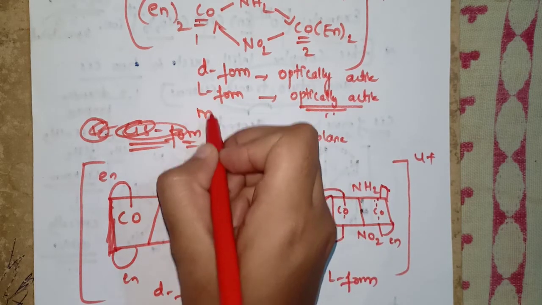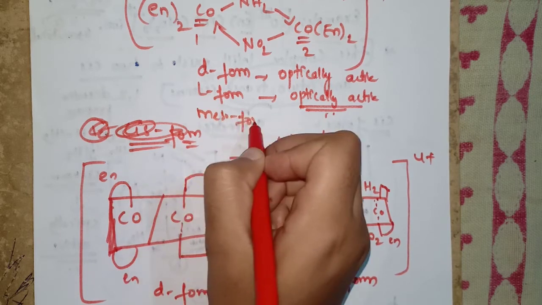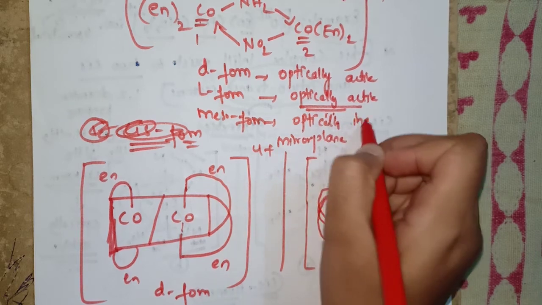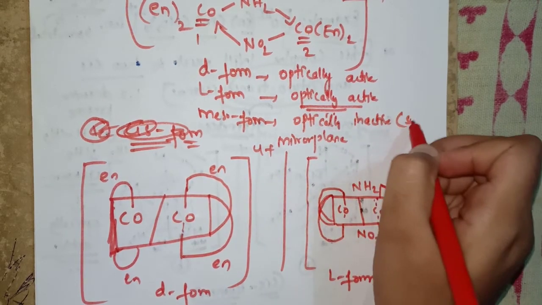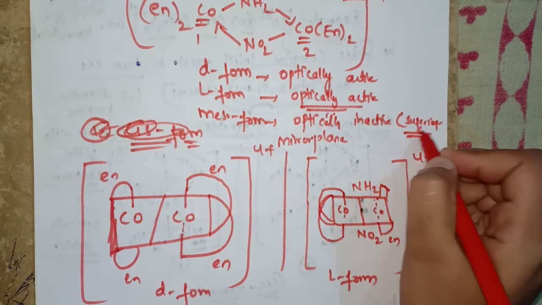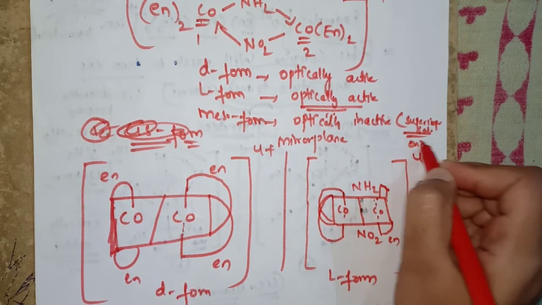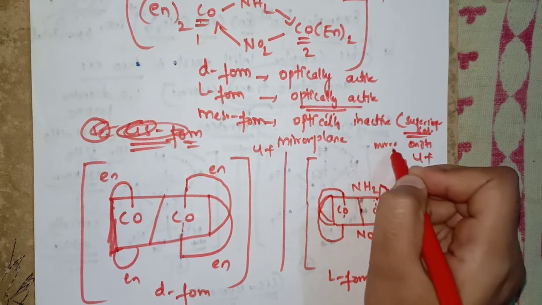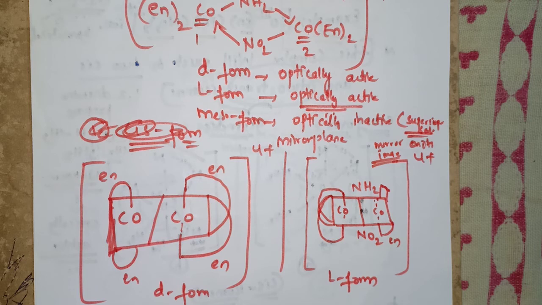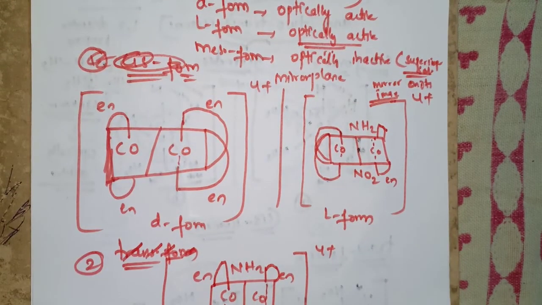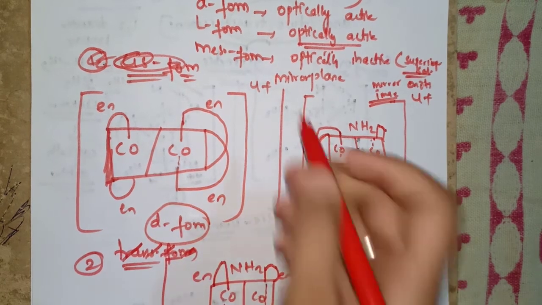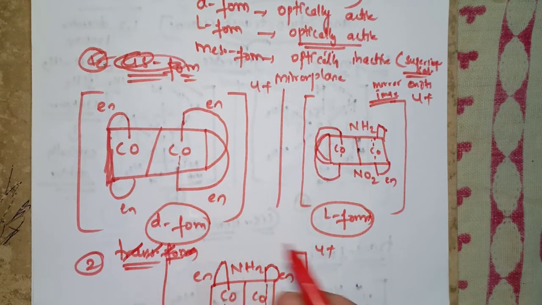Whereas the meso form, the third one, is optically inactive. Why? Because it is superimposable on its mirror image. This meso form is optically inactive. These D and L forms are mirror images of each other. This is the D form, it is the L form. These are mirror images of each other.